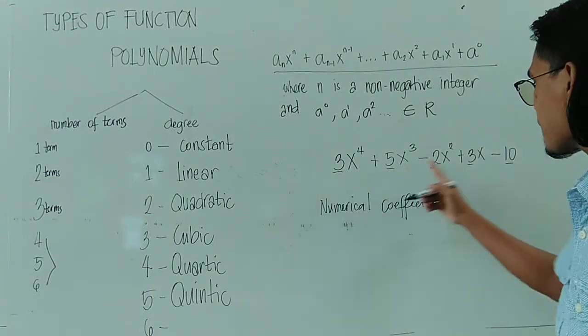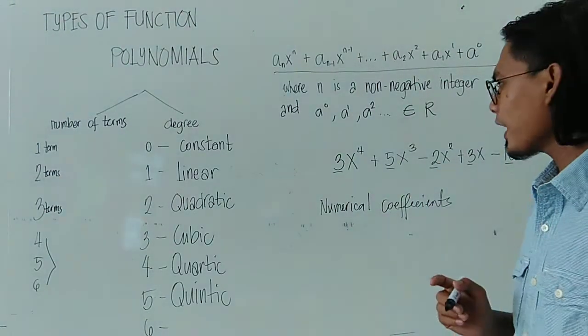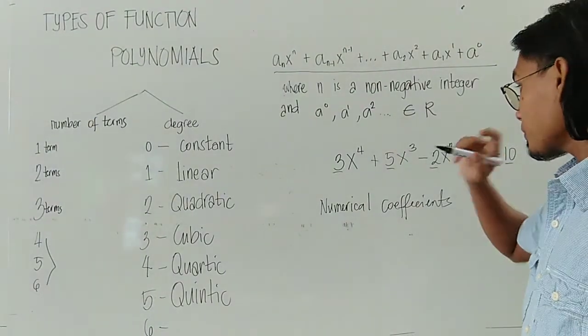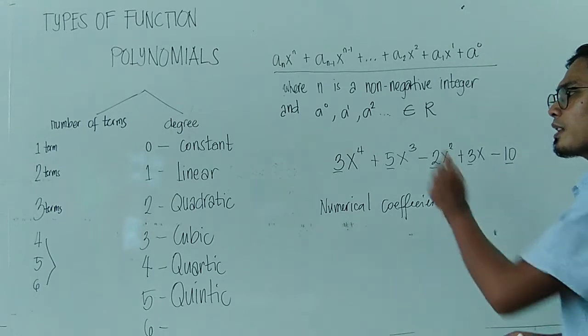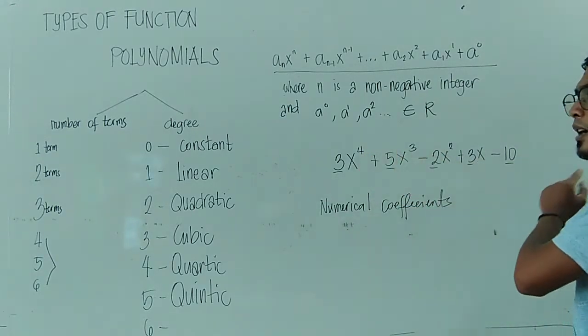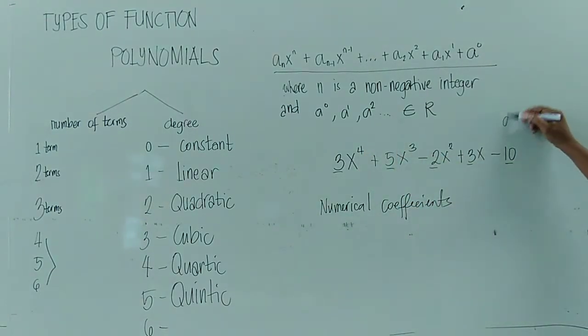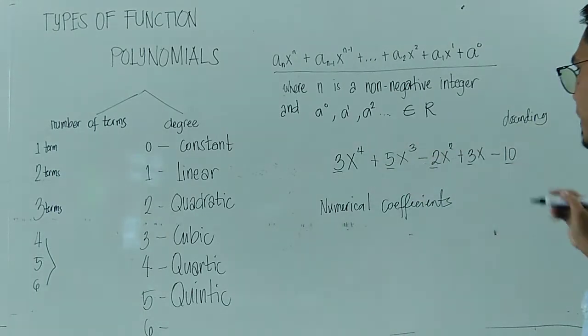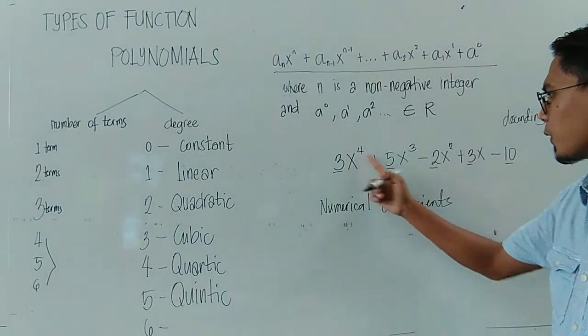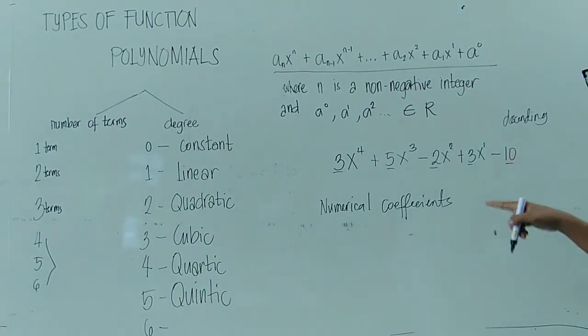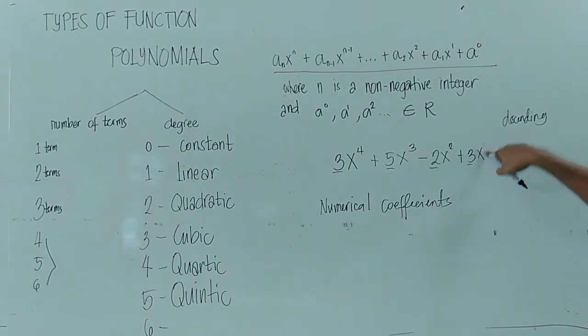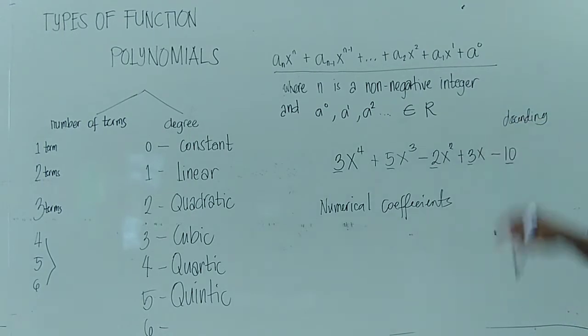All the numbers that you see in the base. Okay? Then all the exponents are arranged from the biggest to the smallest, which is called descending order. So if you see exponents 4, 3, 2, and 1, the constant has the degree of 0. That is the a sub 0 below.